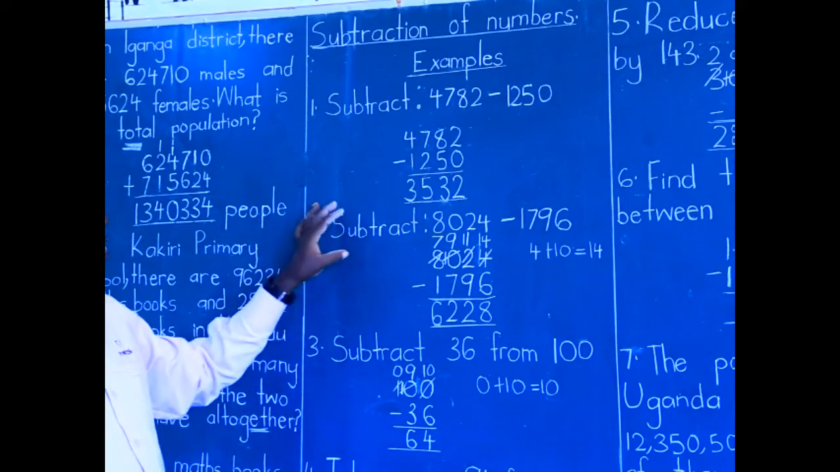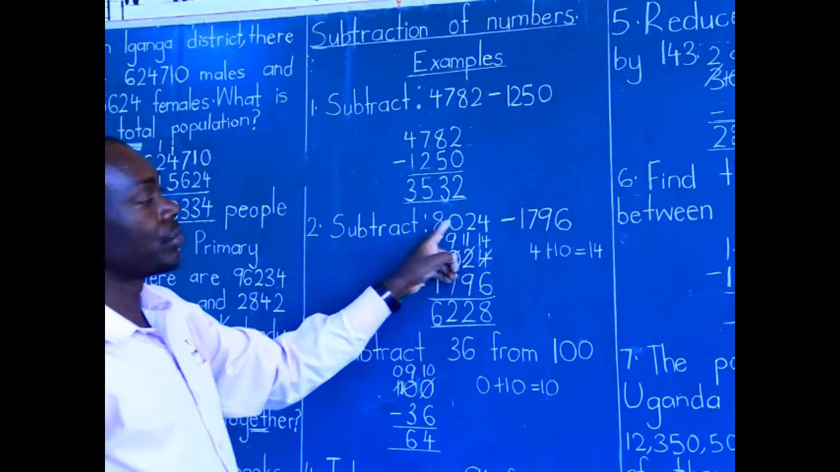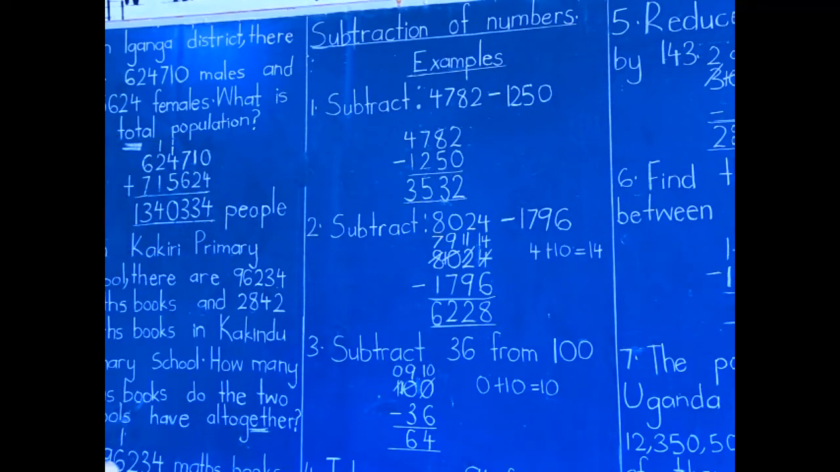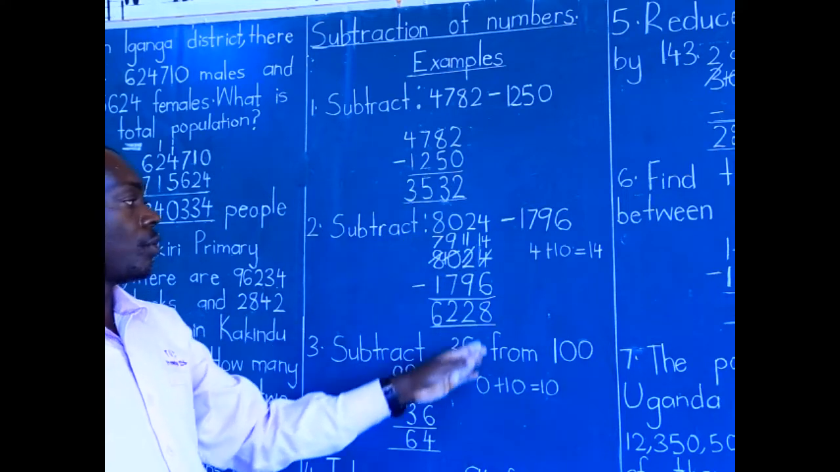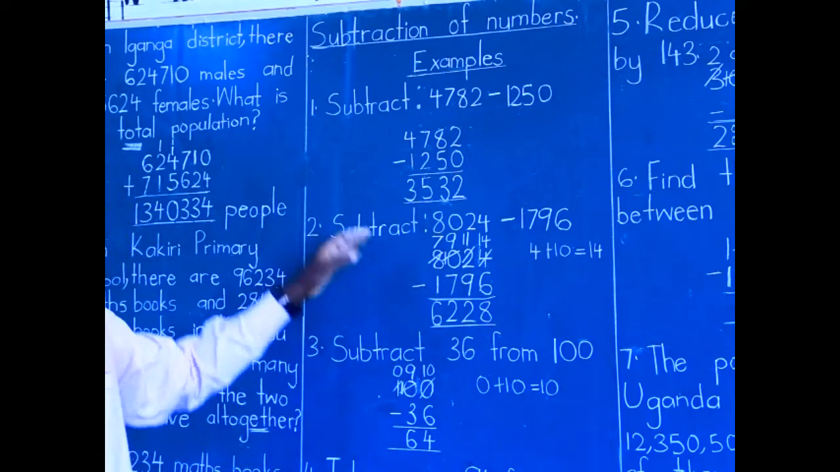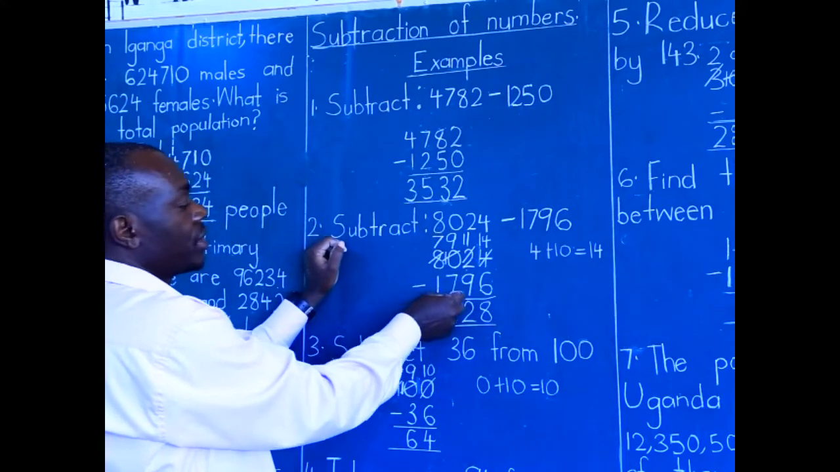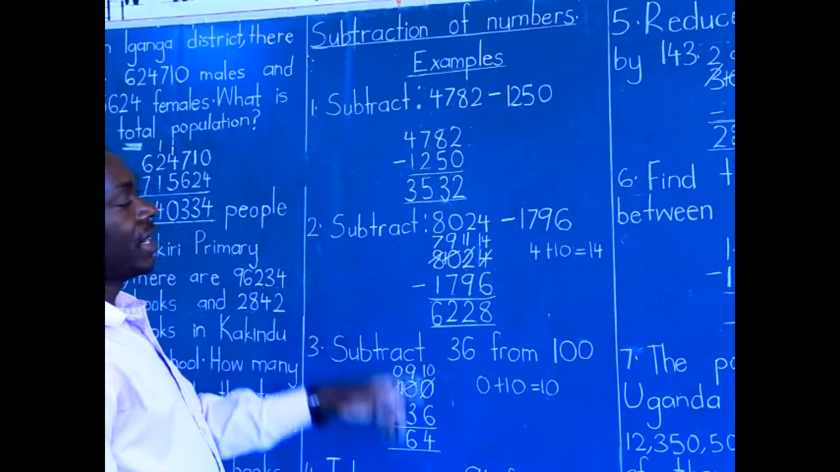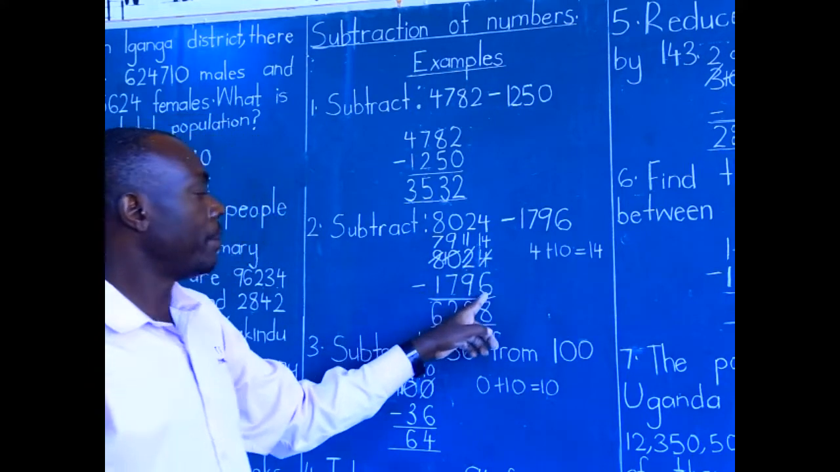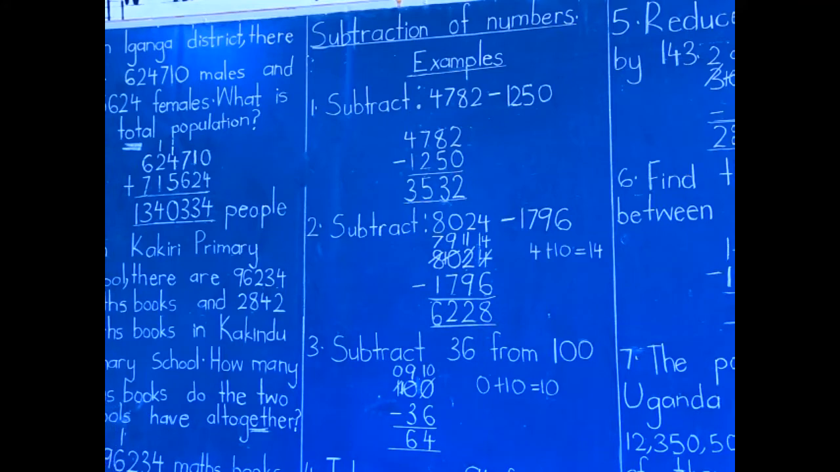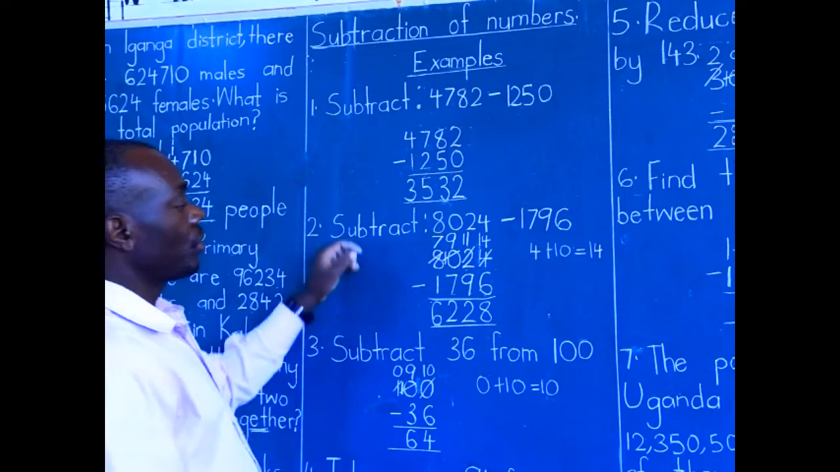Let's see whether number 2 will necessitate borrowing. It tells you to subtract these two. That is 8,024 minus 1,796. Now let's see if that element will come. Still order them in place values of ones, tens, hundreds, and thousands. We've got 8,024 minus 1,796. Now we go 4 minus 6. Now 4 is less. There's a necessity for us to borrow.